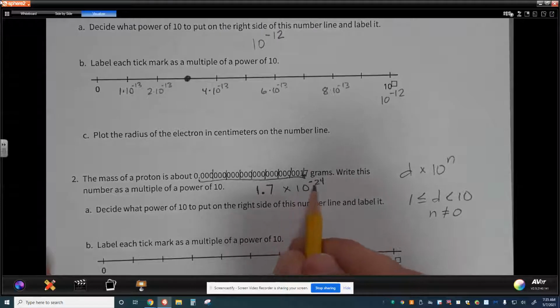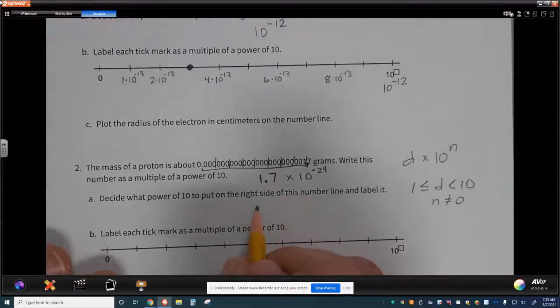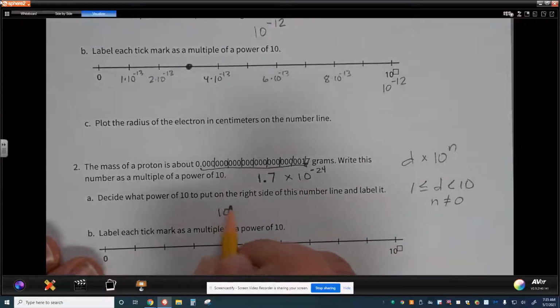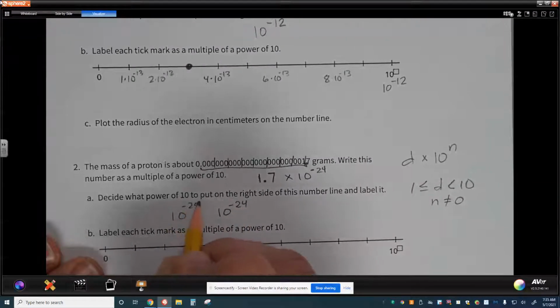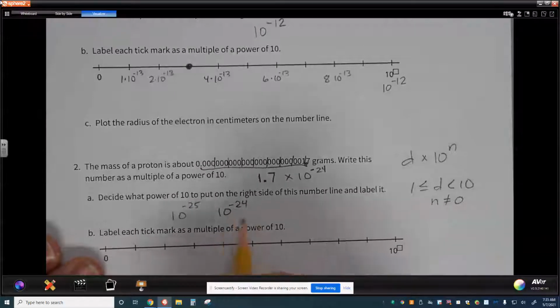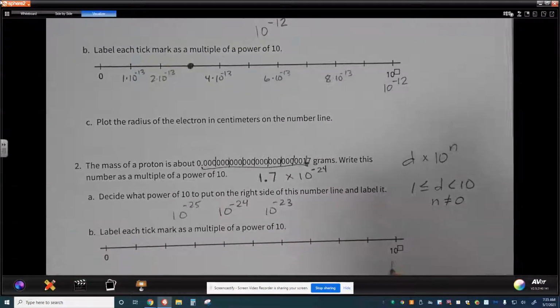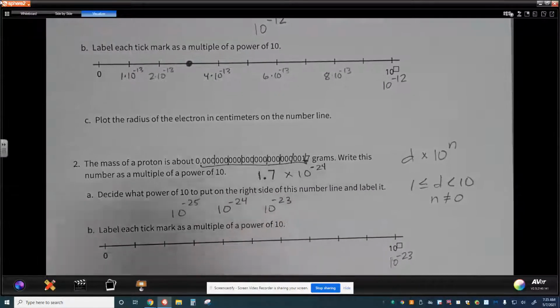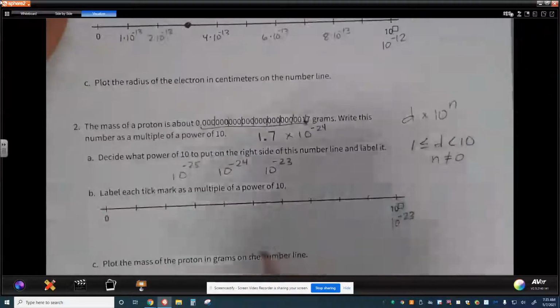I need a number that is 1 power of 10 greater than 10 to the negative 24th. So when we look at that power of 10, I need to know the power of 10 that exceeds 10 to the negative 24th. When I look at a number line, I would know that 10 to the negative 25th is less than 10 to the negative 24th. So I need my number line to represent up to 10 to the negative 23rd power. Again, with negatives, the values are increasing as the exponents get less negative.